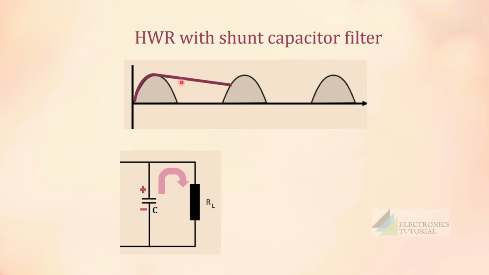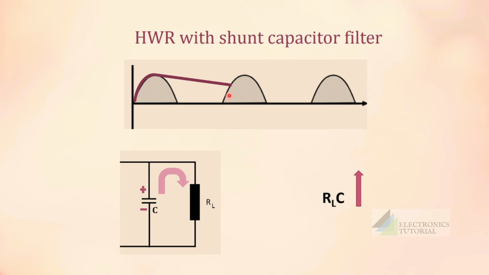But this long discharging path can be accomplished only by setting a condition. The time constant RC should be kept very high. In this case, the time constant can be mentioned as RLC. And this value should be kept very high in order to assure a long discharging path.